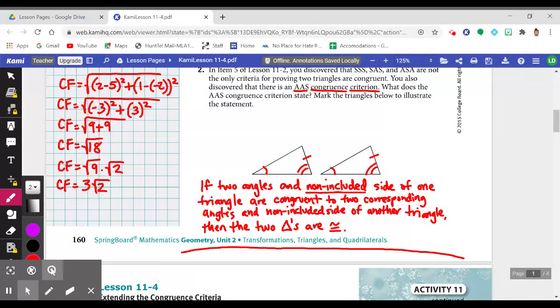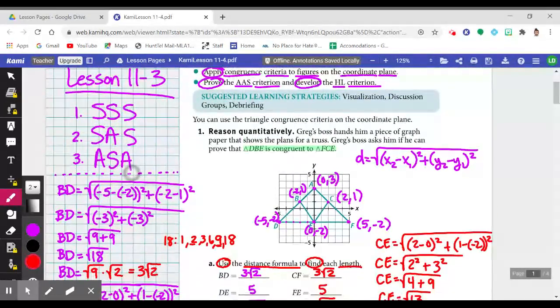Okay, so written in an if-then statement, the angle, side congruence criterion. Now, if you're not catching on to this, the reason they ordered these letters in a specific arrangement is because we're talking about 2 angles and a side. We call it not included, a side that's not between the 2 angles. So if you're not picking up on the order of these statements, go back to the ones we saw in 11-3.